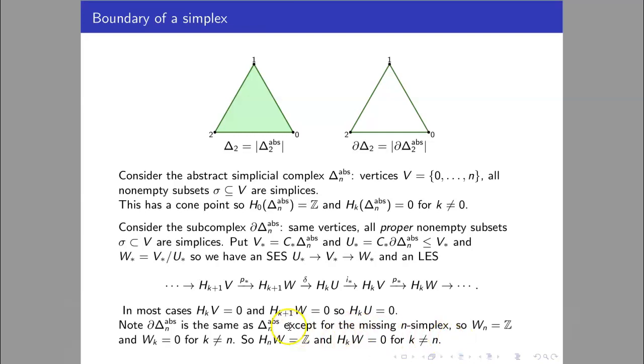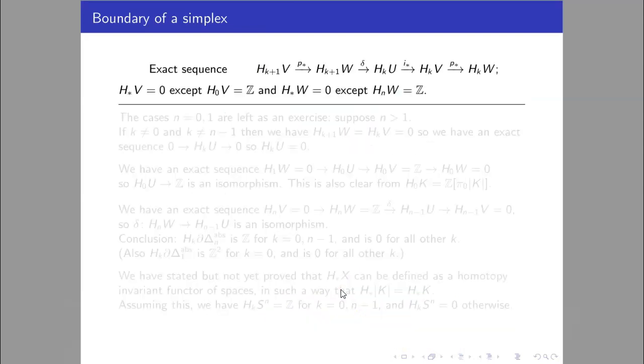So that tells us about the homology groups of W in this long exact sequence. For the rest of the proof, we're going to assume that n is bigger than 1. There's just some tiny little extra points to deal with in the cases n equals 0 and n equals 1, and we're going to leave those to the reader.